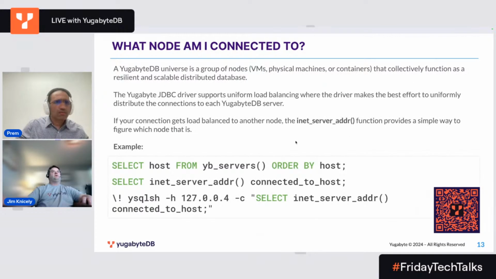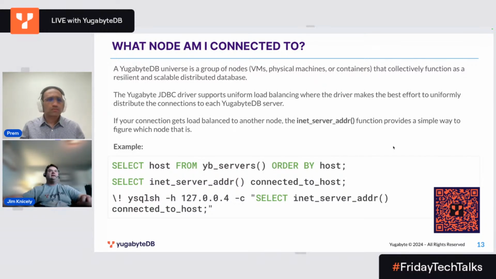What's next here? Oh, yeah. Remember, we're a cluster of nodes. If you manually connect to a node, you know what it is. But if you come from something that's load balancing, you don't know what node you're connected to. There's a nice function called inet_server_addr that will show you the actual node you're connected to. Let's take a look at what it looks like.